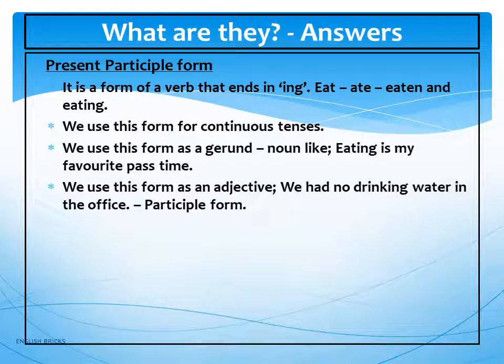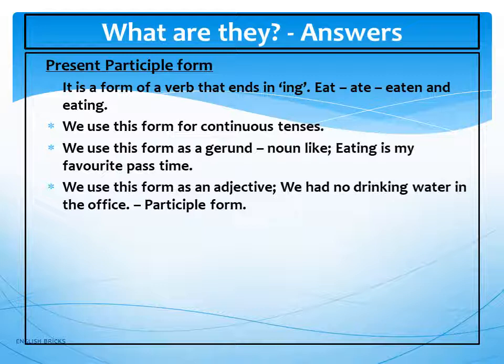This is the last one in the verb conjugation, the present participle form. What is it? It is a form of a verb that ends in ing. For example, eat, ate, eaten, and eating. Bake, bakes, baked, baked, and baking. Alright, so we use this form for continuous tenses. I am baking a cake. We use this form as a gerund, like eating is my favorite pastime, baking is my favorite pastime. I can also substitute because I am a foodie too. And we use this form as an adjective. We had no drinking water in the office.